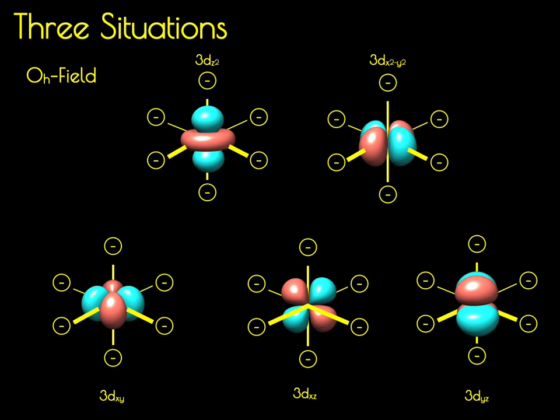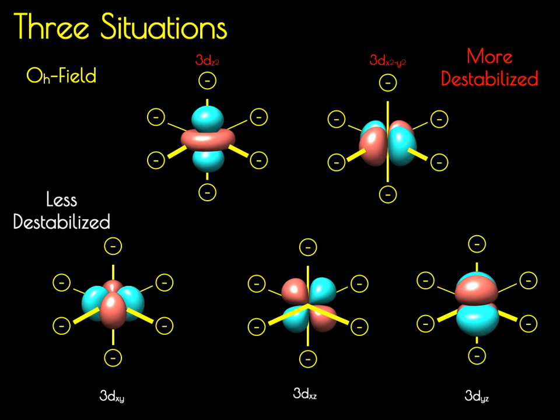So the dxz, the dyz, and the dxy all have those lobes oriented off axes, so they're going to be less interacting and therefore less destabilized by those negative point charges. So dz squared, dx squared minus y squared, more destabilized; dxy, dxz, dyz, less destabilized. We can see how this progresses on an energy level diagram.